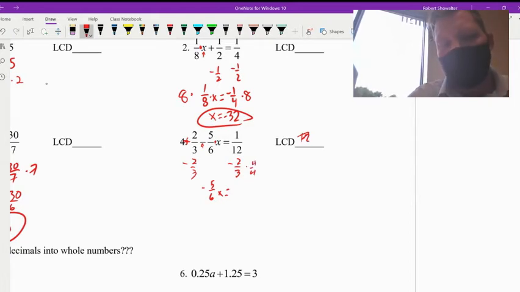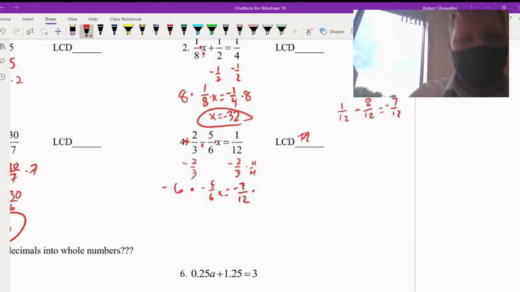I said what times 3 gives us 12, if it's a multiple of it. And then so we get on the right here, we're thinking 1/12 minus 8/12, and we get -7/12. So we get -7/12 there. Again, I'm going to multiply by 6. I'm going to take that negative with me to get rid of it right now too. So I'm going to multiply both sides by 6.